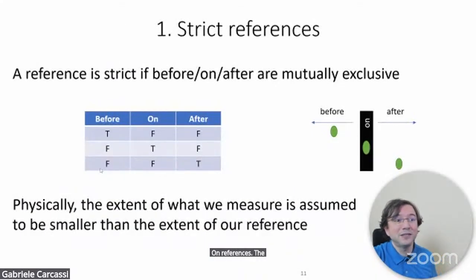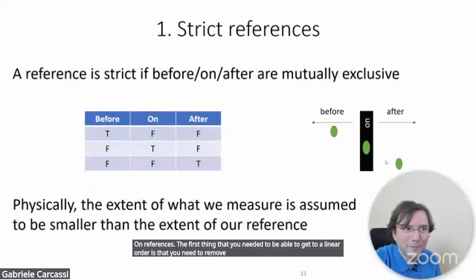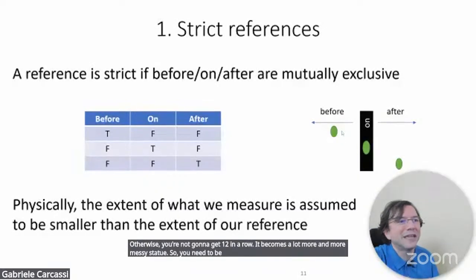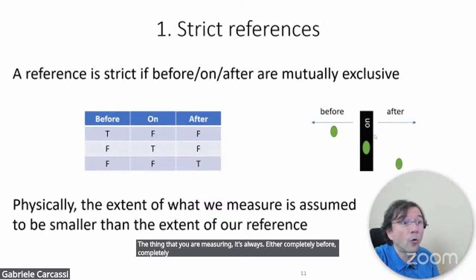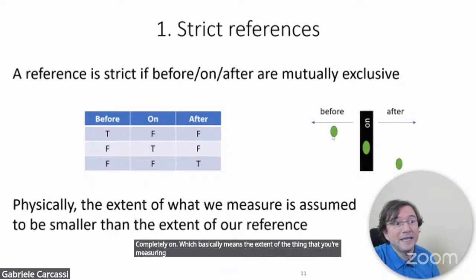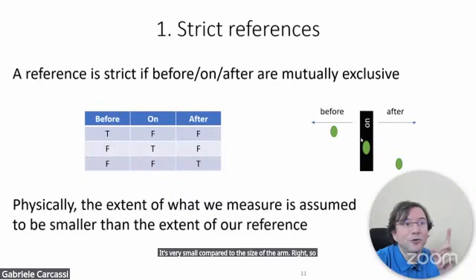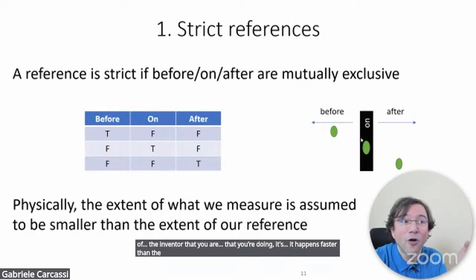The first thing that you need to be able to get to a linear order is to remove the overlap. Otherwise, you're not going to get to a linear order. It becomes a lot more messy. So you need to be able to say that the thing that you are measuring is always either completely before, completely after, or completely on, which basically means that the extent of the thing that you're measuring is very small compared to the size of the on, right? So the tick of the event that you're measuring happens faster than the resolution of your probe, for example, something like that.